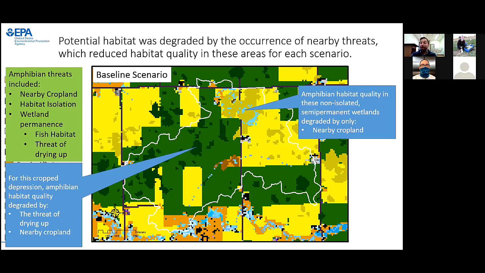Amphibian habitat quality in these non-isolated semi-permanent wetlands would be degraded only by nearby cropland. So note that they occur within a crop depression, but are identified as semi-permanent herbaceous wetlands in land cover layers based on satellite imagery, and therefore are unlikely to dry out regularly like the surrounding depressional area.